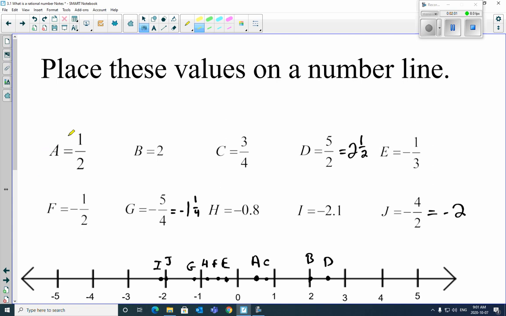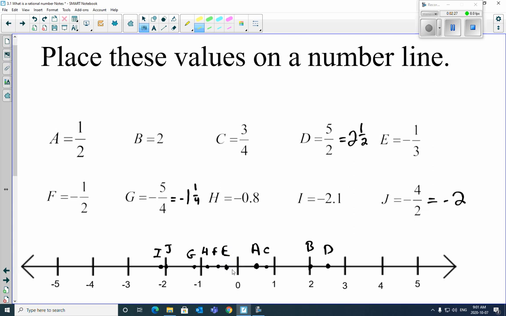So what we have here is a half. Where does that go? Well, you can see right here between 0 and 1. B is 2, goes right on the 2. C is 3/4, between the 0 and the 1, because it's about halfway between there. D, 5 over 2. If you don't like improper fractions, you can change it to a mixed number, and then you can see it's 2.5. You can put it right there. E is negative 1/3. We're going to the left now. The negatives are over here, so here's your E.